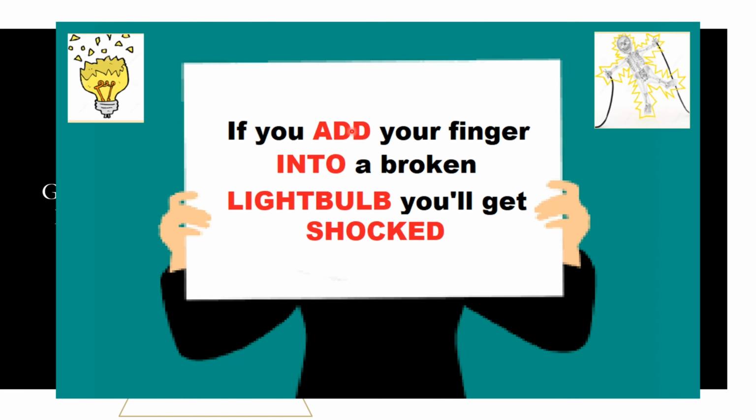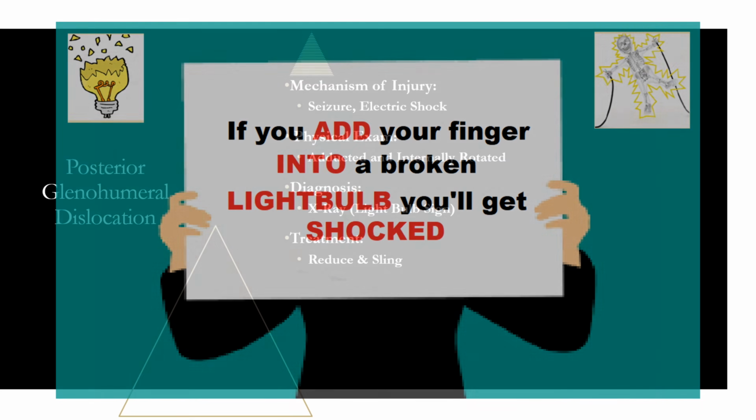And it says if you add your finger into a broken light bulb, add adduction into internal rotation, because remember that's the physical exam findings you'll see in a posterior dislocation, into a broken light bulb. Light bulb, remember the light bulb sign on x-ray, you'll get shocked. Remember, most common mechanism of injury is going to be an electric shock and seizure. So remember again, if you add your finger into a broken light bulb, you'll get shocked. This is on a poster board. That's all you need to know for posterior dislocations.